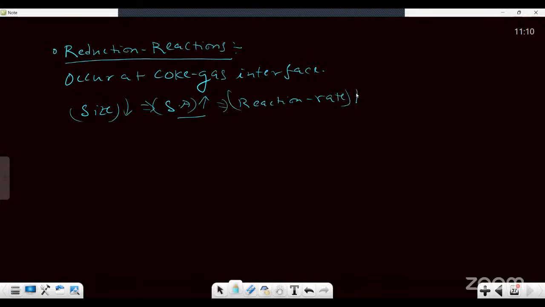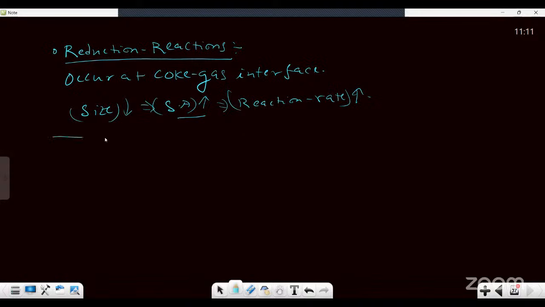Okay. But there is a problem. If the size is too small, then it becomes fine. And when the coke becomes fine, then permeability decreases. And then overall the reduction reaction decreases because the gases are unable to get into those portions. If the gases cannot reach the sites for reduction, then a substantial portion will not be reduced. Exactly, this is what happens.